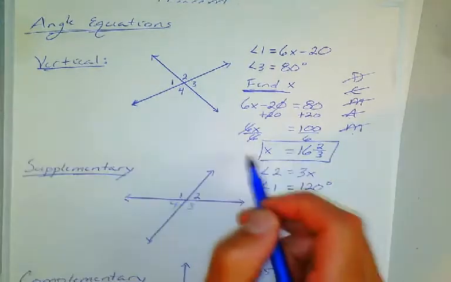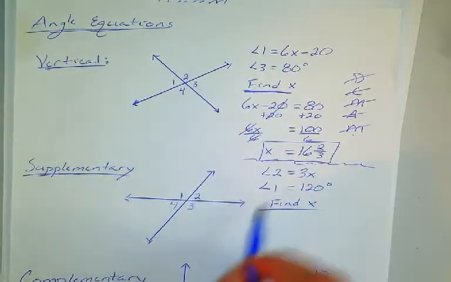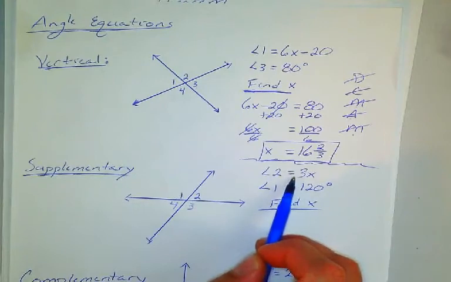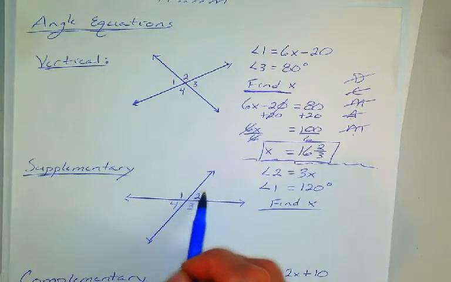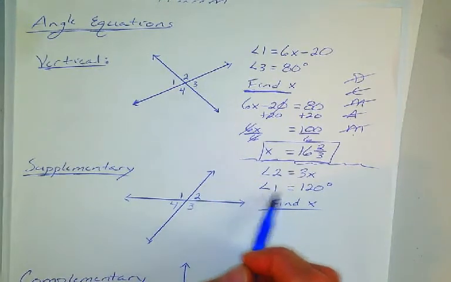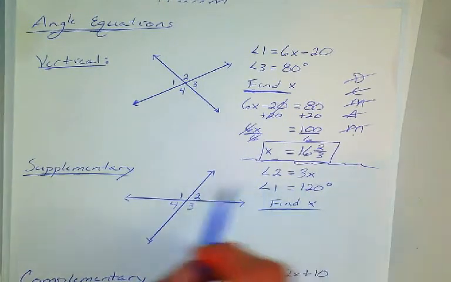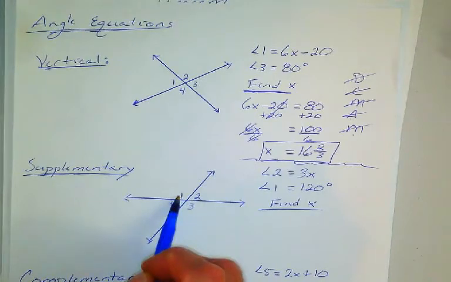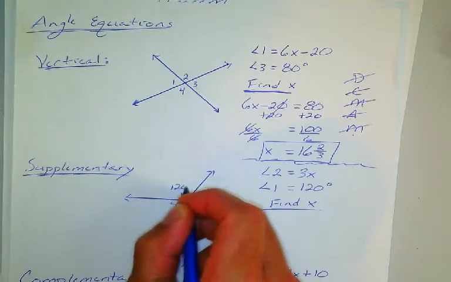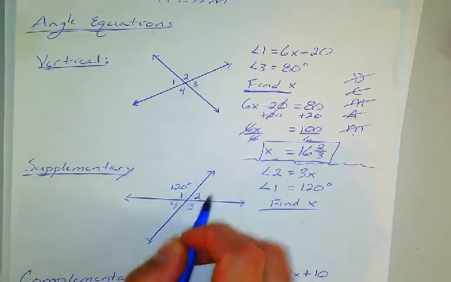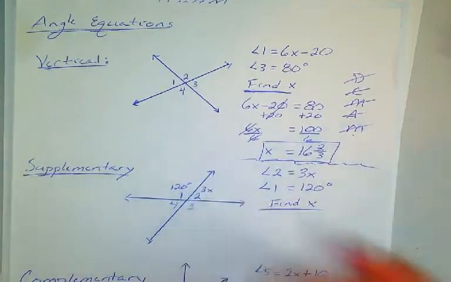Now, in our example here, I don't really have enough space, it tells me angle 2 equals 3x. So angle 2, right here, is just 3x. Angle 1 is 120 degrees. So I've got 120 degrees here. I can even write that in, 120 degrees, and then I've got 3x here for angle 2.